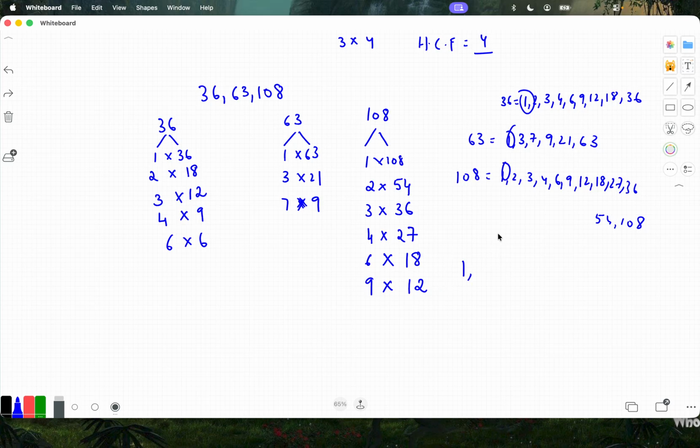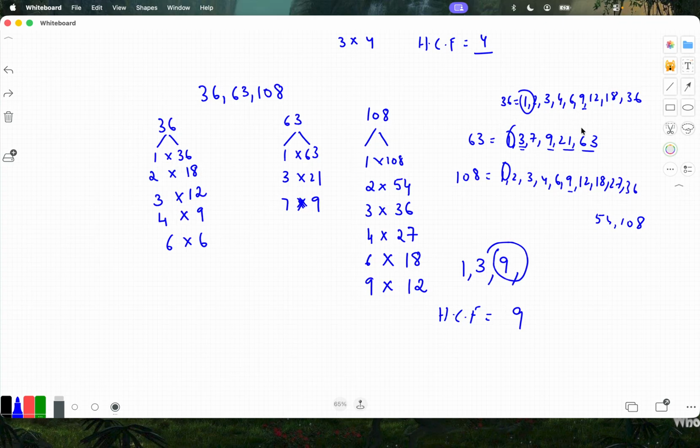2 is not the common factor because 63 does not have 2. 3 is the common factor because 3 is there in everything. 4 is not there. 6 is not there. 9 is there, 9 is here, and 9 is here. Next, 12 is not there. 18 is not there. 36 is not there in this. Okay, so 9 is the highest common factor in this scenario for 36, 63 and 108.